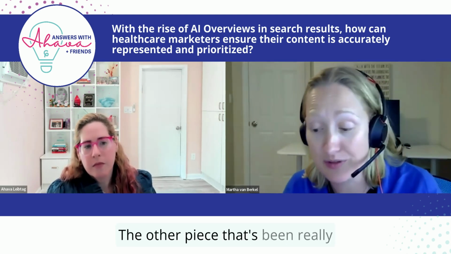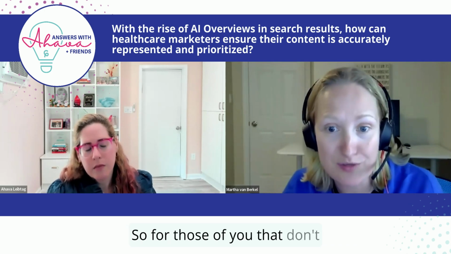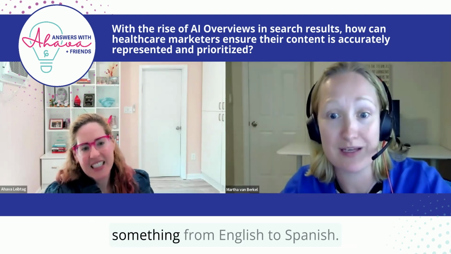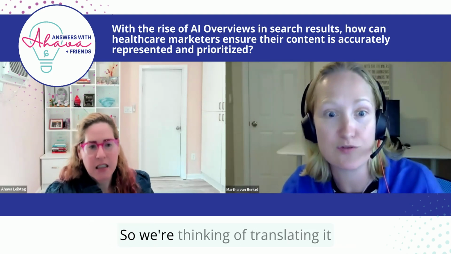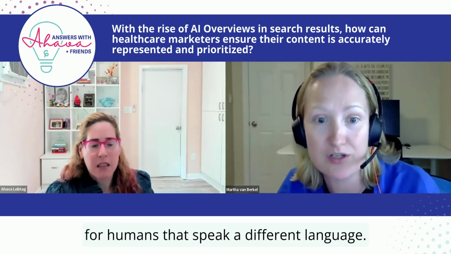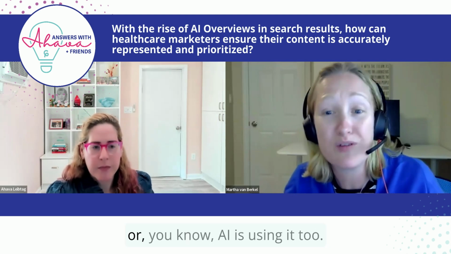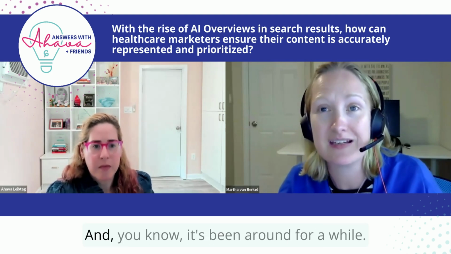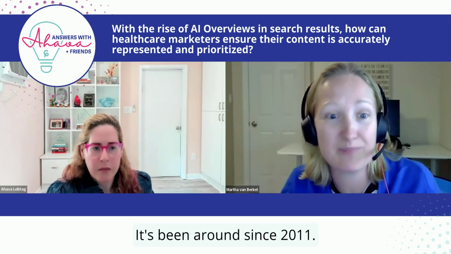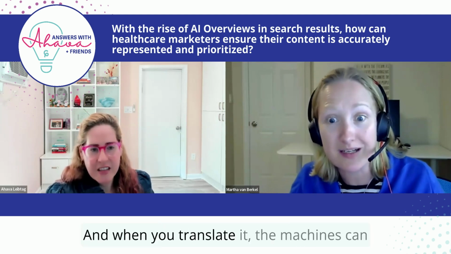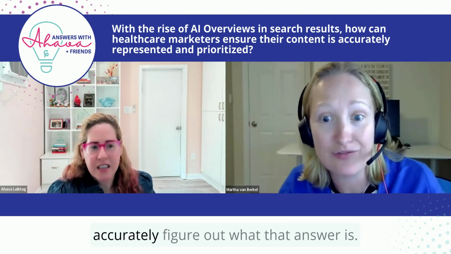The other piece that's been really important is schema markup. For those of you that don't know what that is, good news, I'm going to explain it. Think of this as when we translate something from English to Spanish, translating it for humans that speak a different language. Schema markup is how we translate things into the language of search engines, or AI is using it too. It's been around since 2011. It's a standard vocabulary, so it really is a language. And when you translate it, the machines can accurately figure out what that answer is.